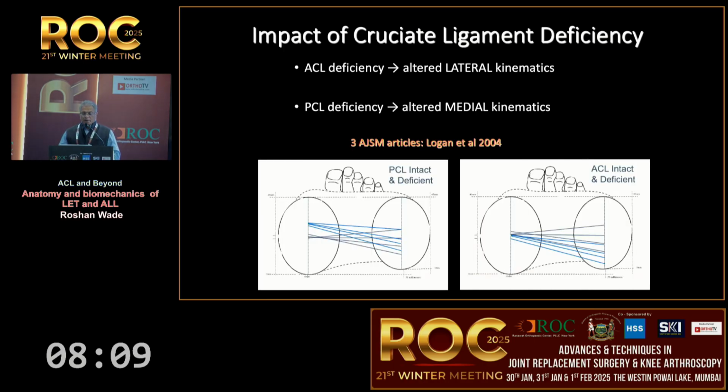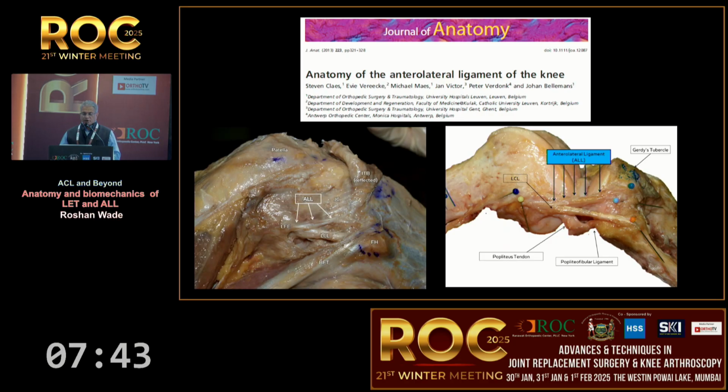scenario. The impact of an ACL deficient knee is very important, because whenever you have an ACL deficient knee, usually the lateral kinematics of the knee joint will get altered, as compared to the PCL deficient knee, which usually lands in medial kinematic damage, leading to varus instability or varus malalignment. So one has to be very, very sure when you're dealing with ACL, remember that there could be a rotation of the tibia which will lead to a lateral instability of the knee joint.